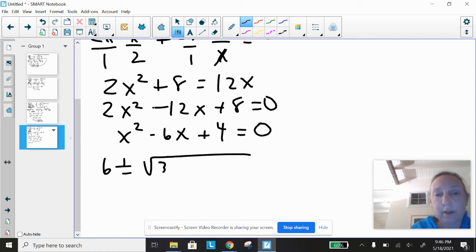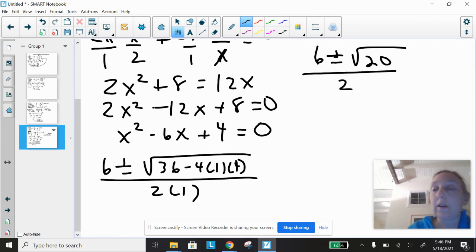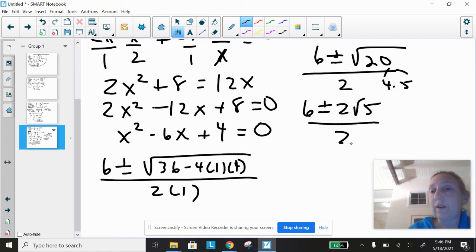Negative b plus or minus the square root of b squared minus 4ac. That's not going to be a negative number in there, so it is going to have an answer. 36 take away 16 is 20. And now I'm going to simplify my 20. That breaks up into 4 and 5. That gives me 2 root 5 over 2. And then my last step is to divide by 2, and I get 3 plus or minus root 5.